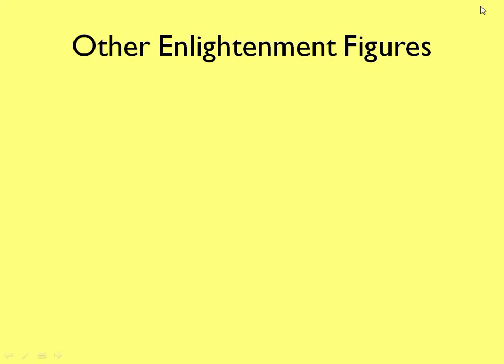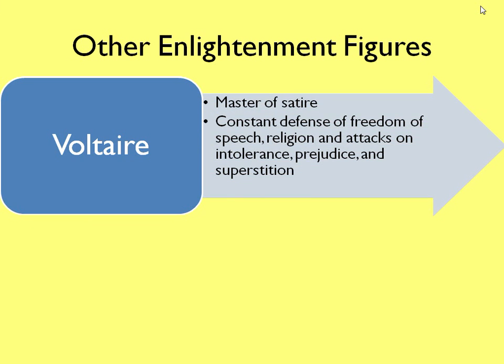A couple other Enlightenment figures, both French. Voltaire, the master of satire. He had a very strong wit and a good pen, and he really knew how to criticize absurdity, to criticize the king, to criticize the aristocrats, and to put them in their place. Superstition, intolerance, prejudice, he would attack constantly, and he was a strong advocate of our freedoms. It got him in trouble a lot. He's in France where there's a king who does not like what he's saying at all.